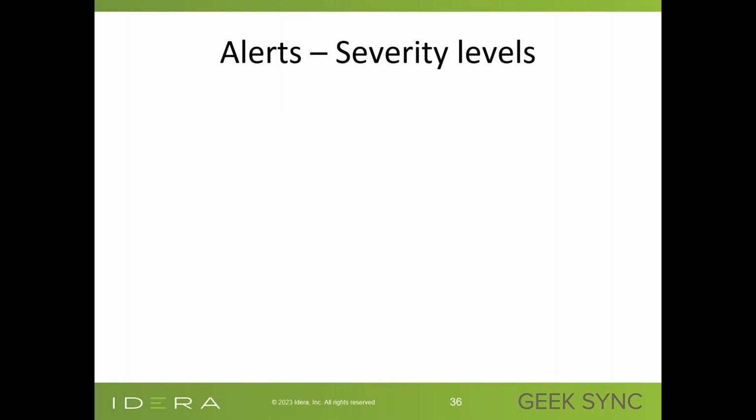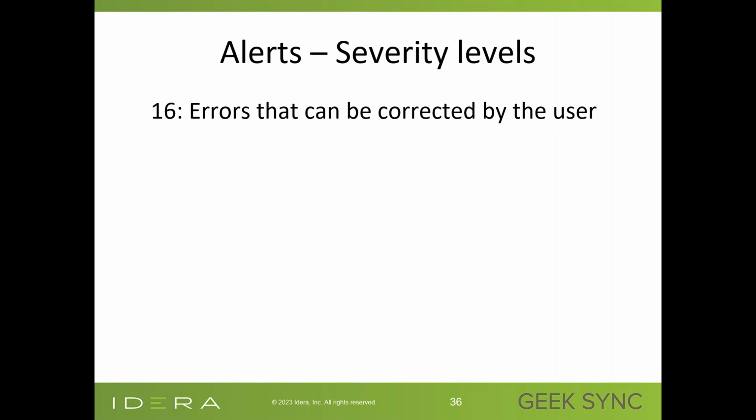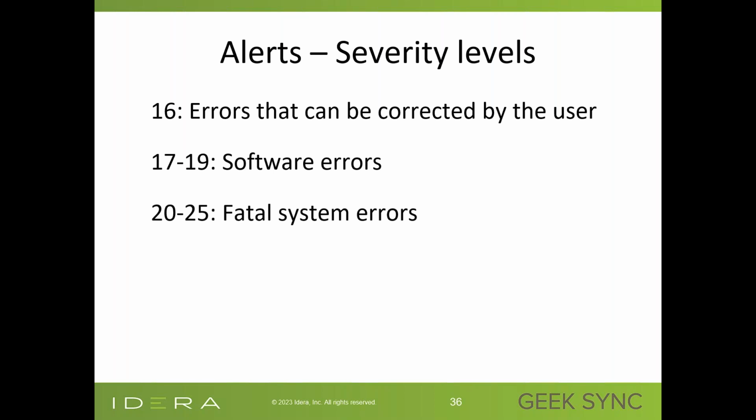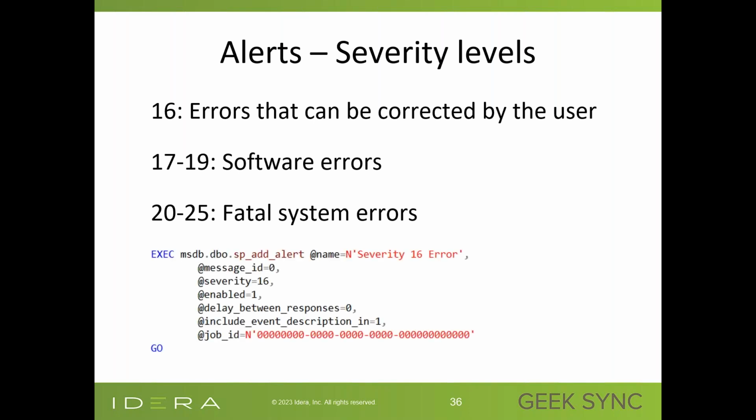Let's look at alerts for specific severity levels. First, 16, which is any error that can be corrected by the user. These are usually when you use RAISERROR within your code, you'll often do severity level 16. You'll want to know when these things happen, right? So you want them to be written to the error log. Also, 17 through 19 are software errors, and 20 through 25 are fatal system errors. You'll want to know when these occur and what the actual severity level was. You can use sp_add_alert to create these, and then just one for each one, you'll specify which severity you want.